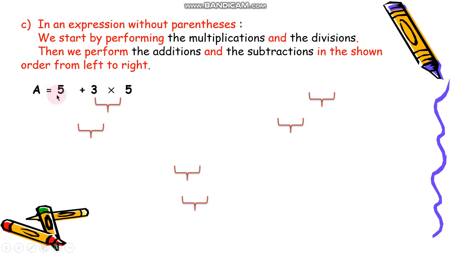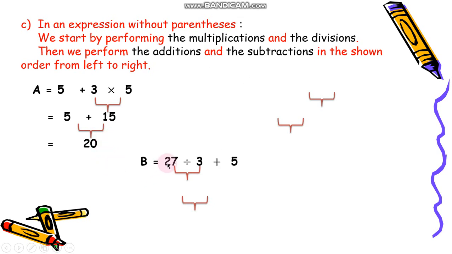A equals 5 plus 3 times 5. We have addition and we have multiplication. We're going to start with the multiplication. So we write 5 plus, and we solve the multiplication, which equals 15. Then we're going to perform the addition. 5 plus 15 equals 20. That's it.